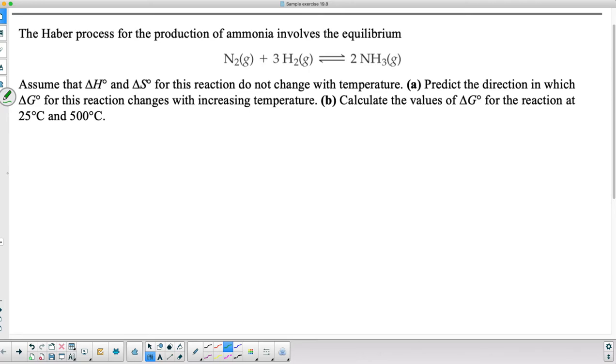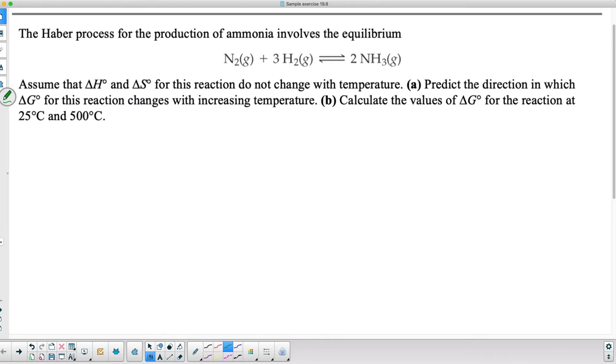So this one's actually a pretty popular chemical reaction. Popular, I don't know, but noteworthy. Assume that delta H and delta S for this reaction do not change with temperature. Predict the direction in which delta G for this reaction changes with increasing temperature. So we're going to predict.